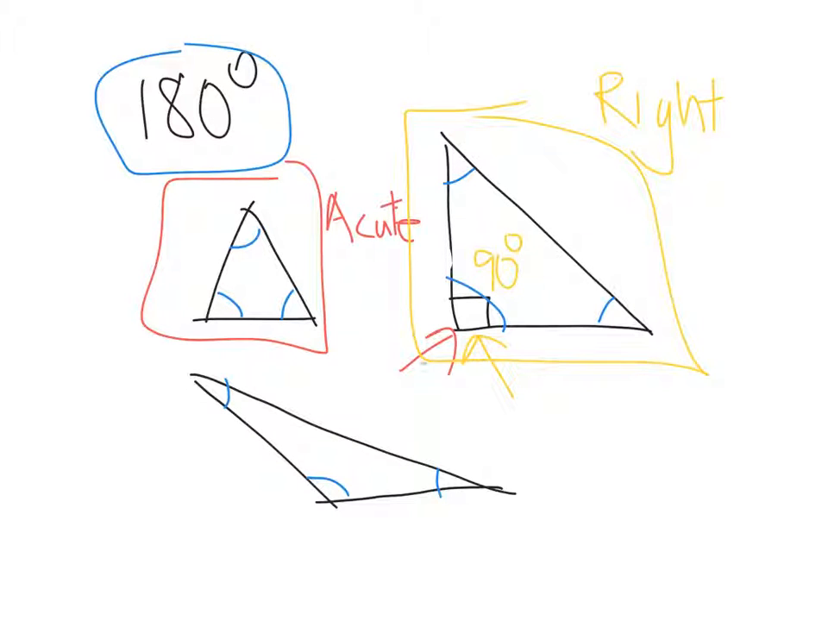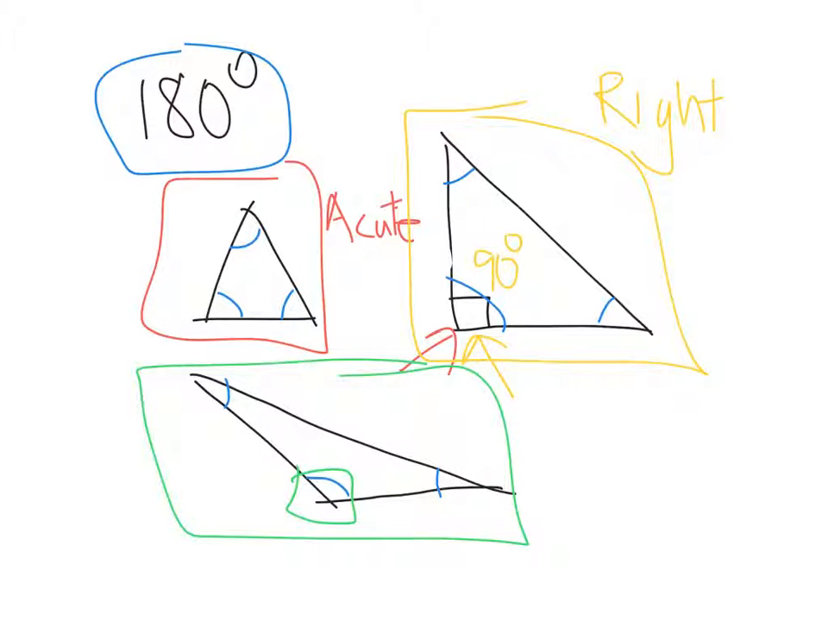And the one down here, there's one angle, and it's this one right here, that is bigger than 90 degrees. It's wider. It's wider than this one here. So that means this one here is called an obtuse triangle. These are just definitions of words as to how we talk about triangles.